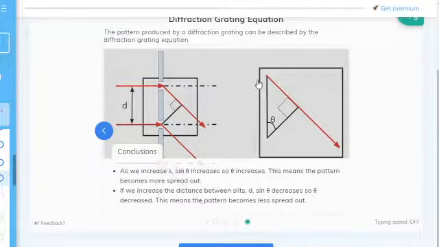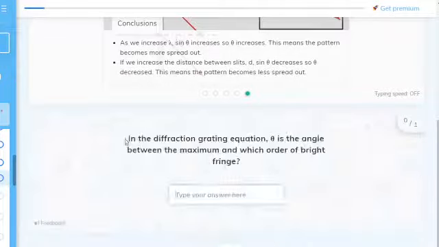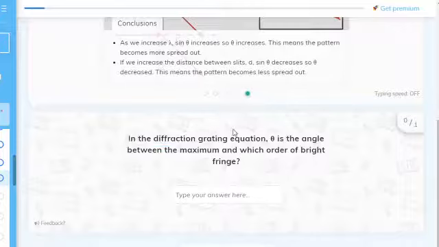Conclusions. As we increase the wavelength, sin θ would increase, so the angle would increase, which means the pattern would become more spread out. If we increase the distance between the slits, then sin θ decreases, so θ decreases, which means the pattern is less spread out. So that's the reasoning on why. So it's the diffraction grating equation.